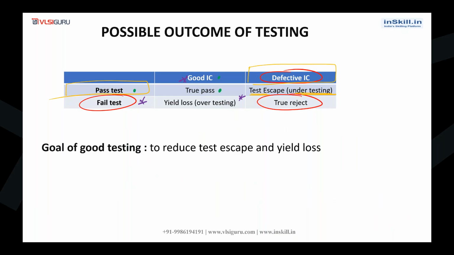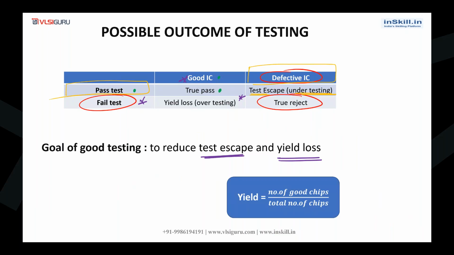Sorry. The goal of good testing is to reduce the test escape and yield loss. Yield means the number of good chips divided by the total number of chips. What is test escape and what is yield loss, we have discussed in the above table. So the goal of good testing is to reduce the test escape and yield loss.